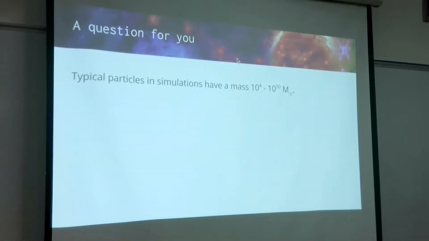Okay, maybe a question for you. Some people already asked yesterday in the exercises what the mass of the particles was in these halos we were simulating. In these simulations, the particles have a mass somewhere between 10 to the 4 and 10 to the 10 solar masses per particle. It depends a bit on what region of the universe you want to simulate, the level of detail, and so on.